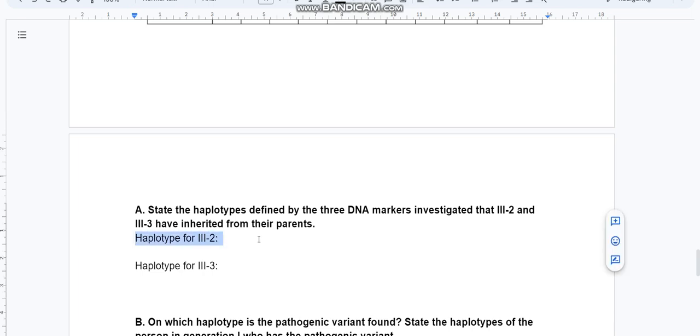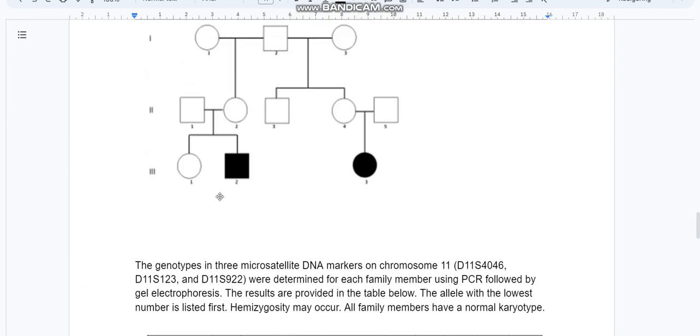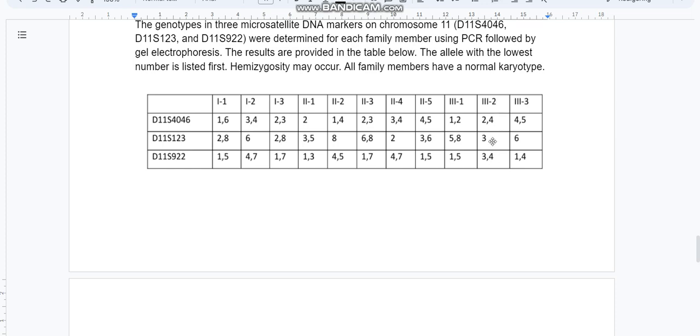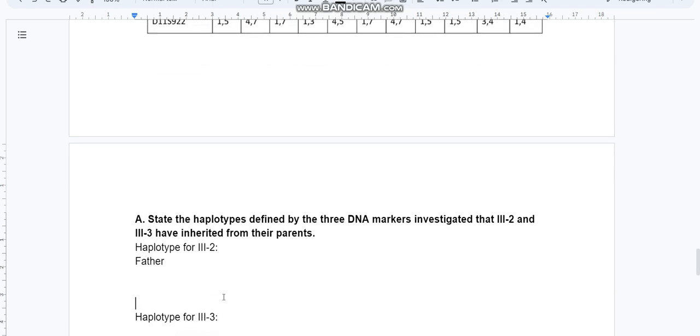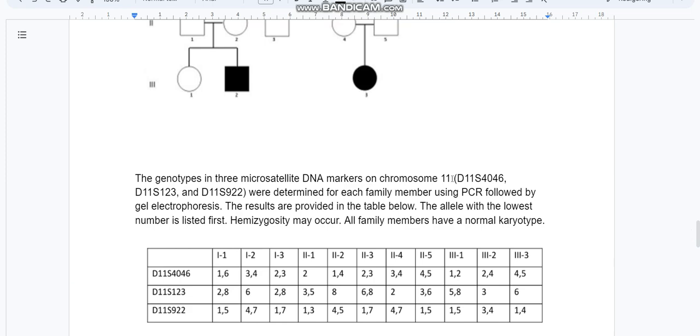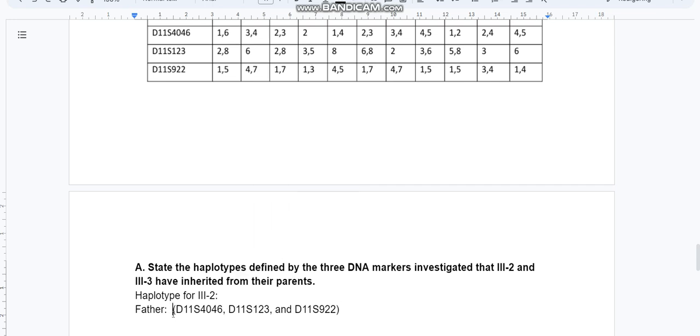So we can do the haplotype for generation 3-2. So for this guy first, and he is right here. So let's first look at his father, right? Because they want us to state the haplotypes defined by the 3 DNA markers that they have inherited from their parents. Okay, so the father, in first instance for this guy, what does he have? What is his haplotype, right? Of course, let's say it is in order of these 3 here. So it is in order of these.